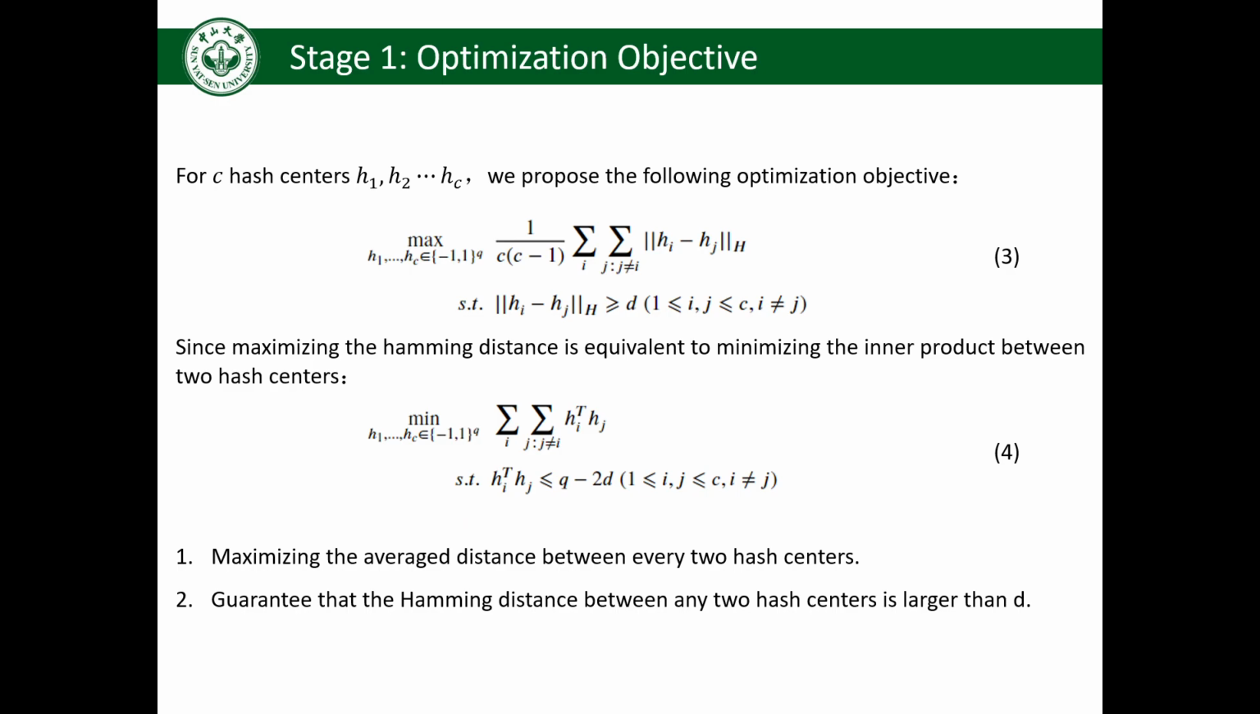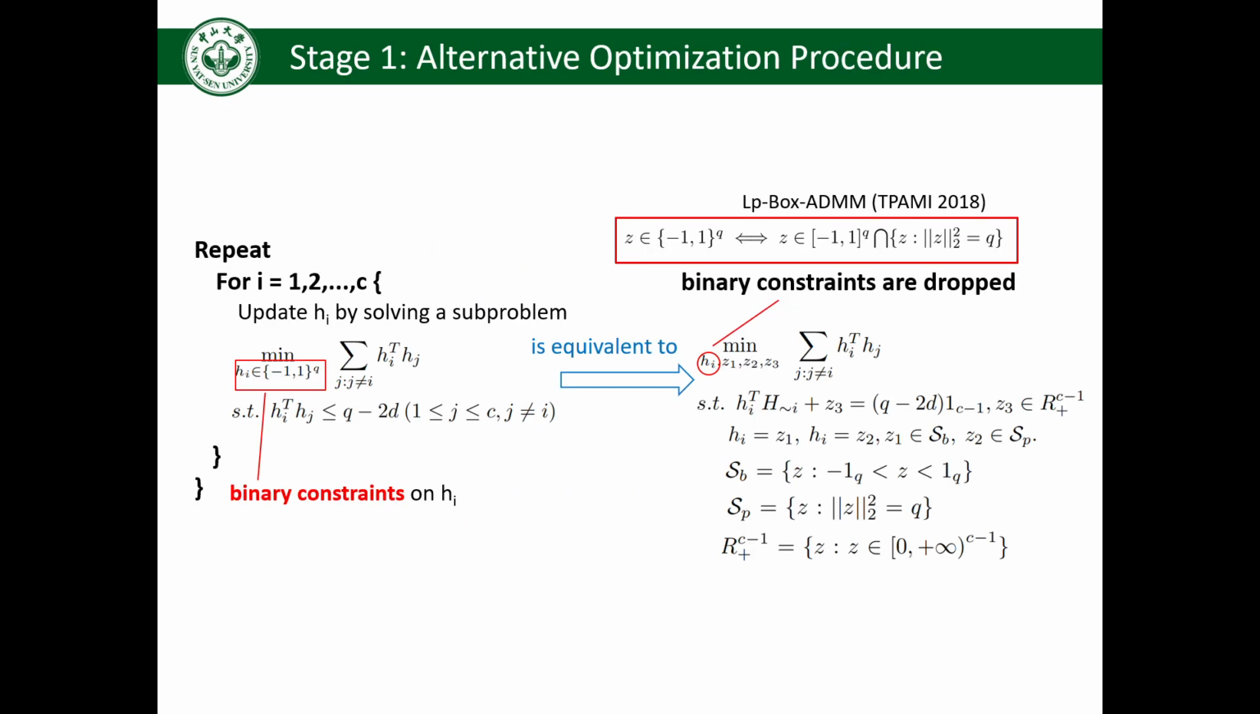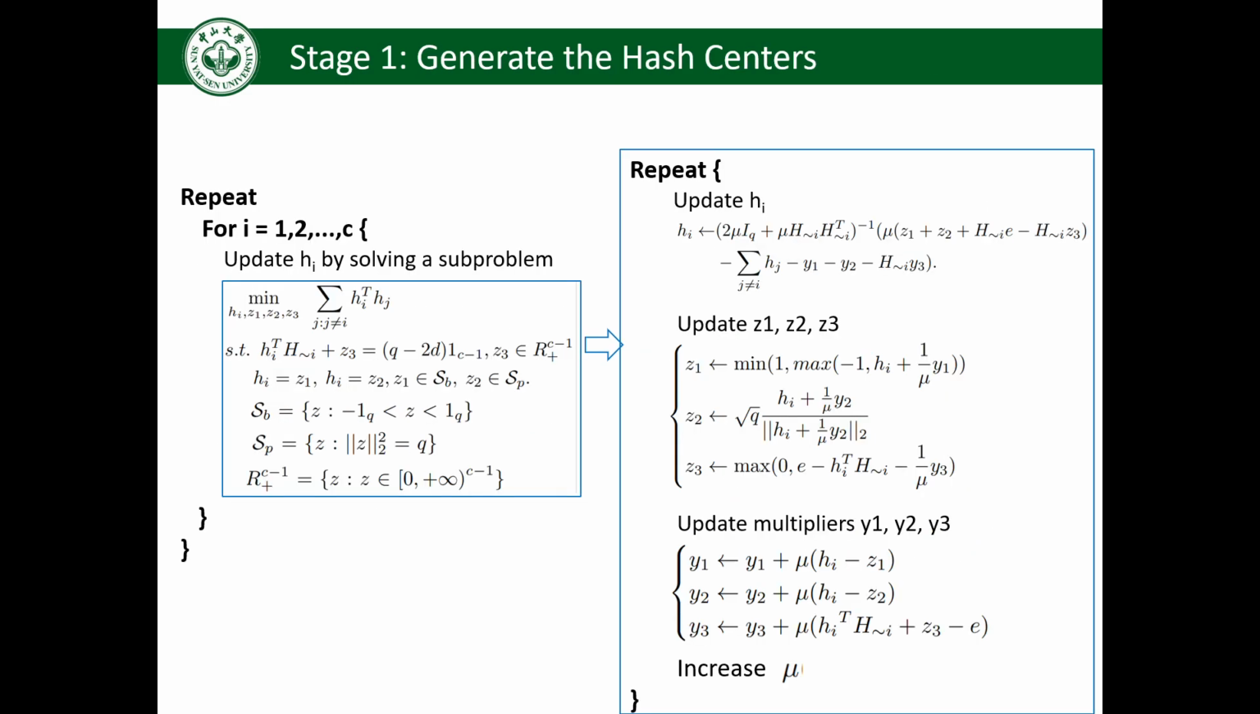we propose the optimization objective like equation 3 to maximize the average distance between every two hash centers and guarantee that the Hamming distance between any two hash centers is larger than d. Because there are binary constraints on hash centers, alternately, when we update one hash center, other hash centers are fixed. Besides, we apply the LP-box ADMM algorithm to change the binary constraints to real constraints. Finally, we use the ADMM algorithm to update hash centers h_i, some variable z_i, and Lagrange multiplier y_i.